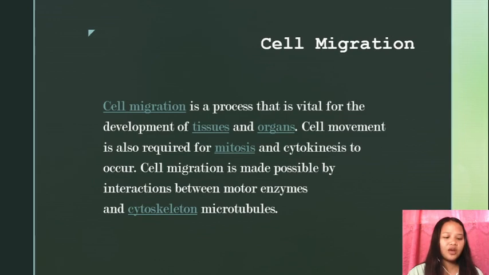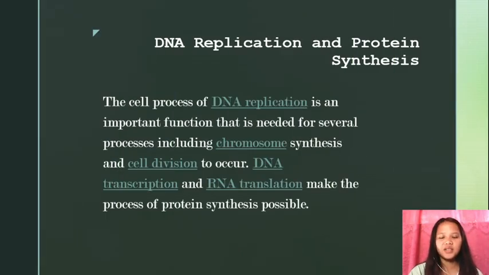And the last one, we have DNA replication and protein synthesis. The cell process of DNA replication is an important function that is needed for several processes, including chromosome synthesis and cell division to occur. DNA transcription and RNA translation make the process of protein synthesis possible.